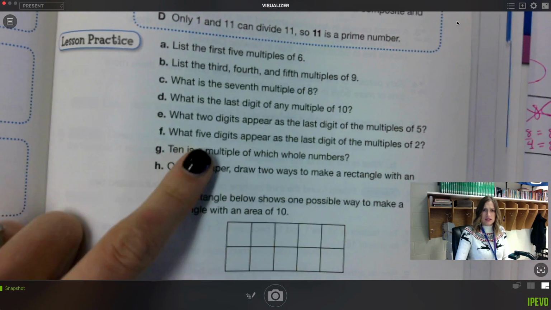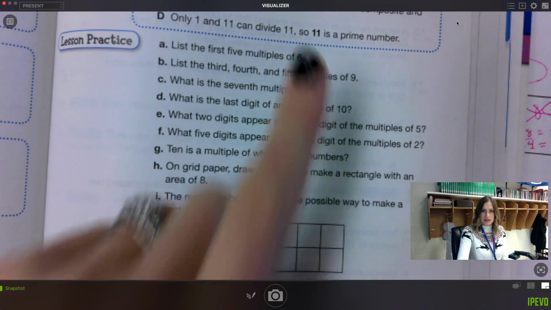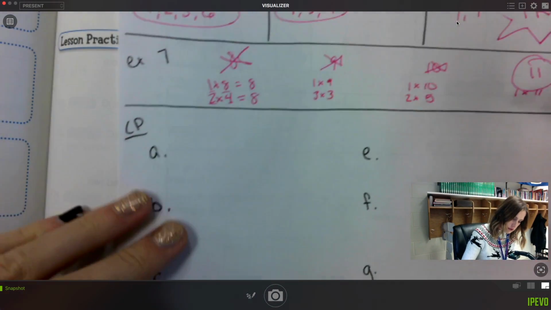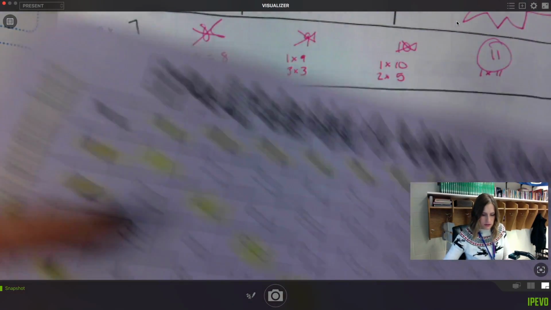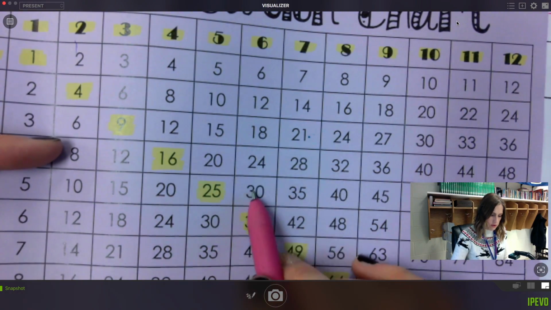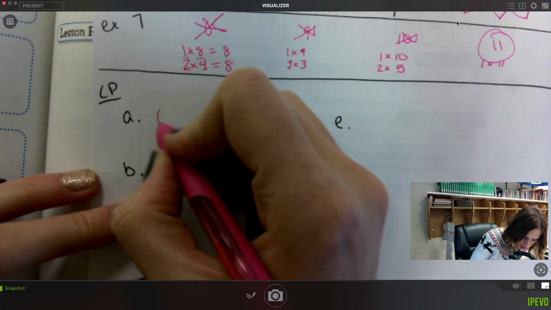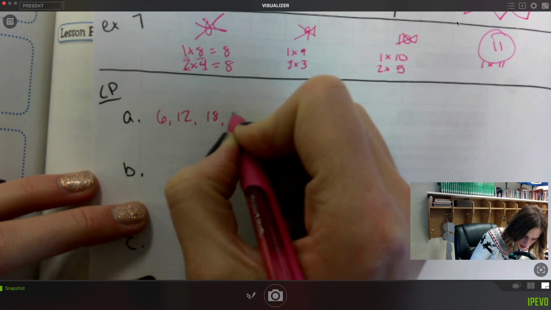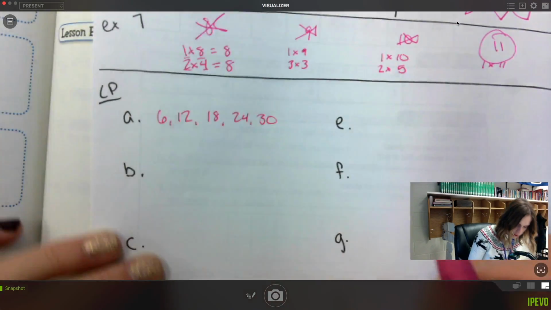Let's go on to our lesson practice. List the first 5 multiples of 6. First 5, so count by 6s. 6, 12, 18, 24, 30.